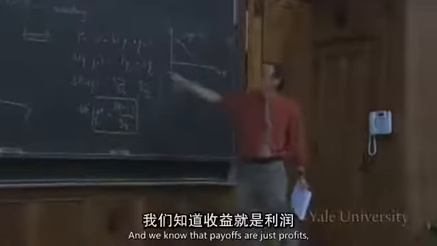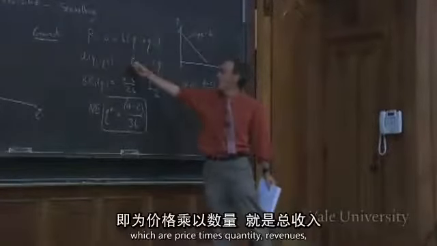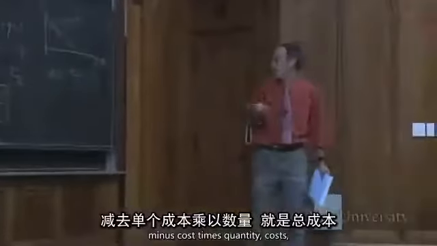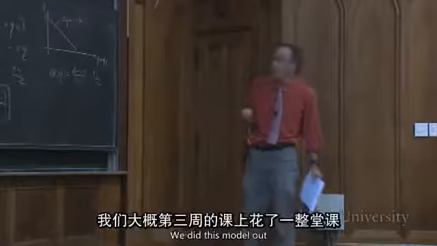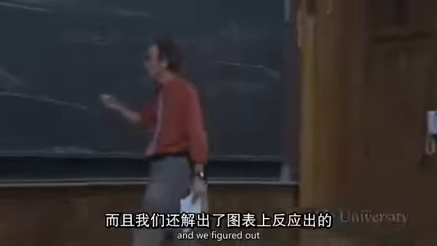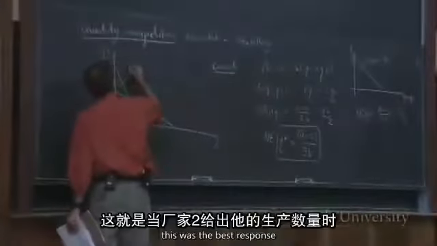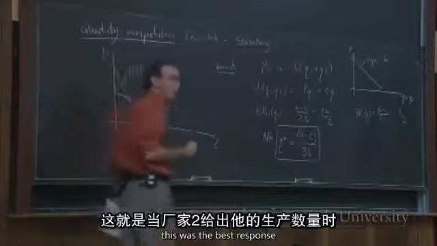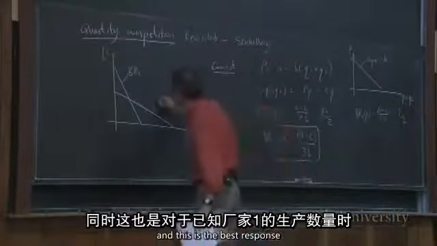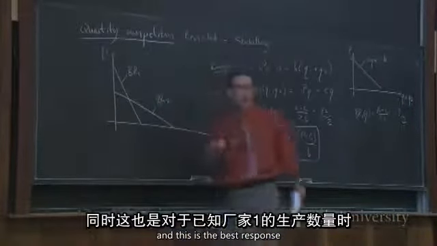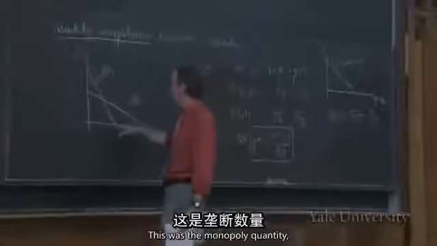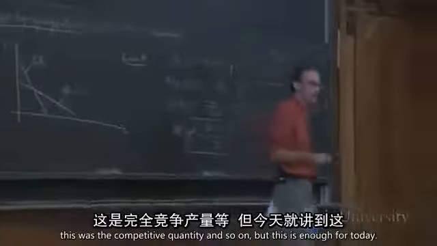We know that payoffs are just profits, which are price times quantity, revenues, minus cost times quantity, costs. We're assuming constant marginal costs. We did this model out in full in maybe the third week of class, and we figured out what the best response diagram looked like. This was the best response for firm 1, taking firm 2's output as given, and this is the best response for firm 2, taking firm 1's output as given. There were a few other details: this was the monopoly quantity, this was the competitive quantity, and so on. But this is enough for today.